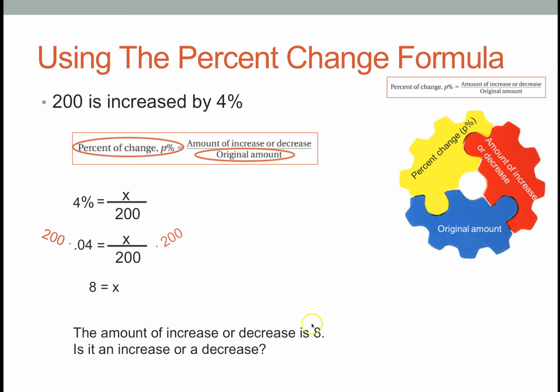So the answer is 8 in terms of the increase, but we want to find the total amount. So we're going to add 8 to our original amount of 200, and we're going to get 208. So when 200 is increased by 4%, we get 208. So we're going to get a little more practice with this.